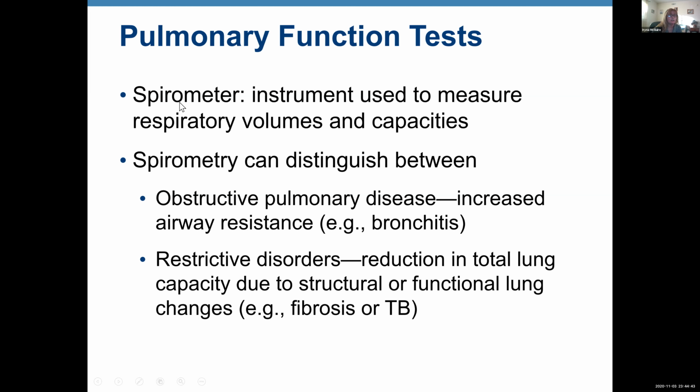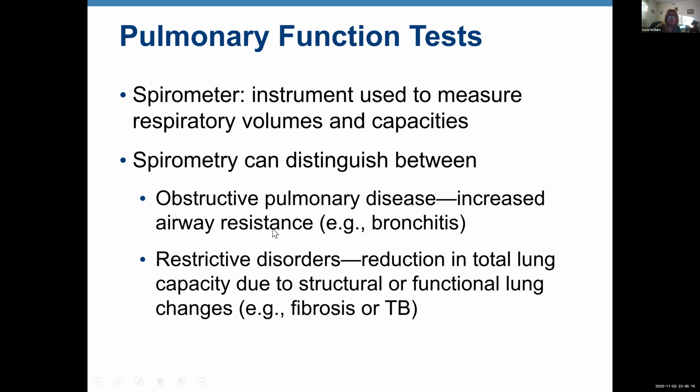The instrument that is used is a spirometer, and it measures volumes and capacities, and it allows us to distinguish between different pathologies or diseases of the pulmonary system, including obstructive and restrictive disorders, right? So pulmonary diseases are divided into these two groups, obstructive and restrictive. So obstructive is when you have a problem with airways, with airway resistance.